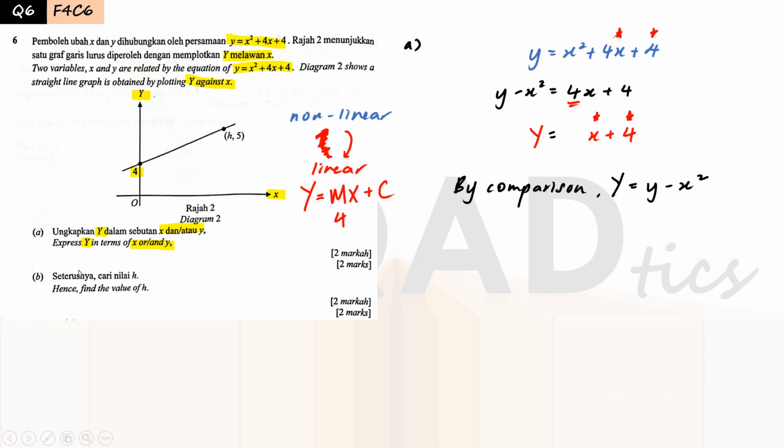And for part B, we can use back the equation here to find the value of h, which is the x coordinate. Because this coordinate is on the straight line equation, we are going to use this and substitute the coordinates. So for the big Y become 5, small x become h. Then the gradient and the y-intercept will remain as 4, and then we can just simplify to find the value of h, which is 1/4.